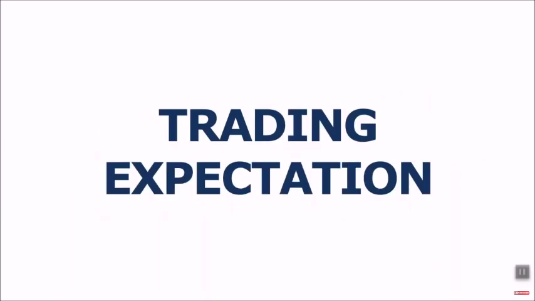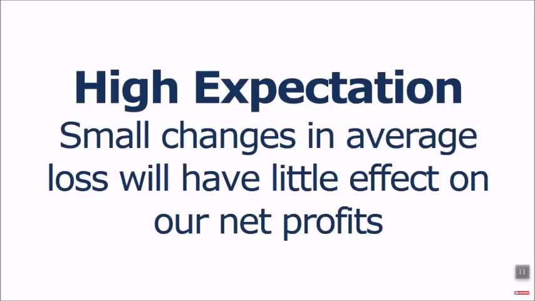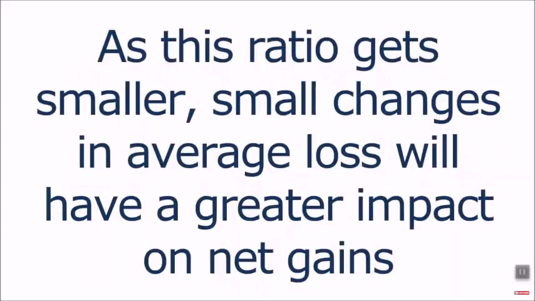There is another stat that's useful for determining how robust a plan is. It's called expectation or mathematical outcome, and it's calculated as this. This metric reflects a more subtle concept, but it's an important one. Expectation reflects how robust a trading plan is by measuring how sensitive it is to change in average loss. The greater the ratio of expectancy to average loss, the higher the expectation. With high expectations, small changes in average loss will have little effect on our net profits. As this ratio gets smaller, however, small changes in average loss will have a greater impact on our net gains.